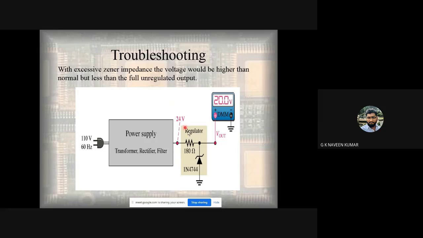This 24 is the unregulated one. After using the regulator, the 24 volts has come down to 15 volts. This regulated voltage can also be higher. Instead of 15, we will get 20 when there is excessive Zener impedance.